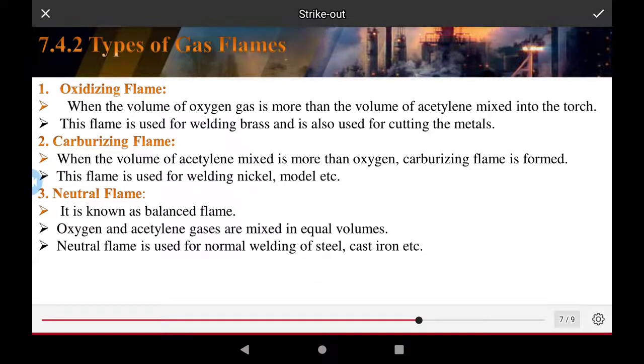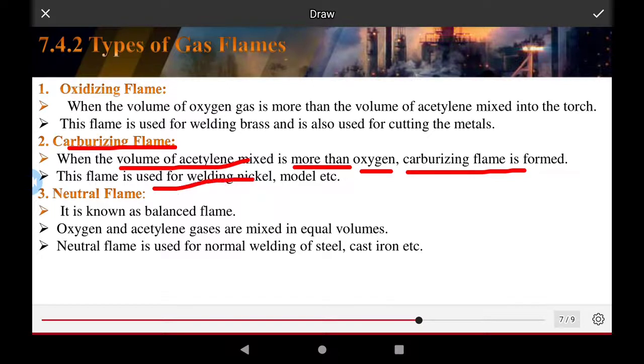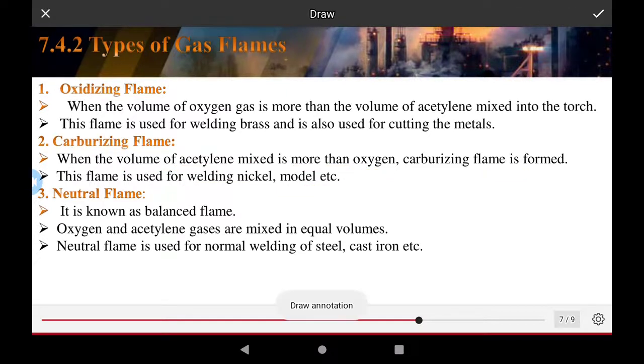Carburizing flame: when the volume of acetylene mixed is more than oxygen, it is a carburizing flame. This flame is used for welding nickel and monel. Neutral flame, also known as balanced flame: oxygen and acetylene gas are mixed in equal volume. The neutral flame is used for normal welding of steel and cast iron.